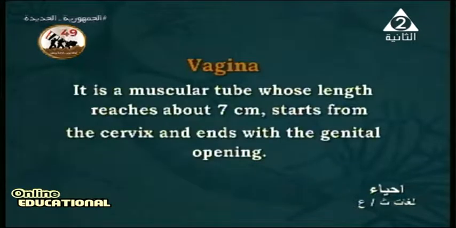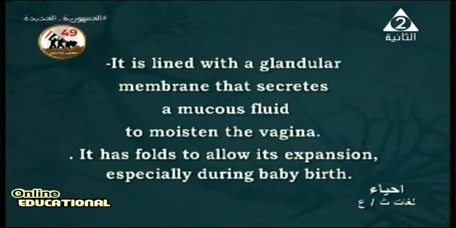What is the vagina? A muscular tube. This is a muscular tube whose length is about 7 centimeters. It starts from the cervix and ends with the genital opening. Through the vagina, the baby can go out of the body by contraction and relaxation. Also, the vagina, like the uterus, is lined with glandular membranes. These glandular membranes secrete mucus fluid to moisten the vagina, and it also has folds to allow expansion, especially during baby delivery.